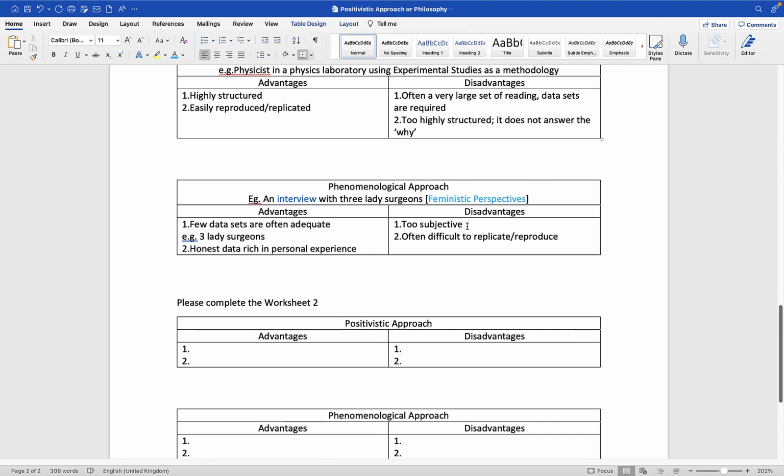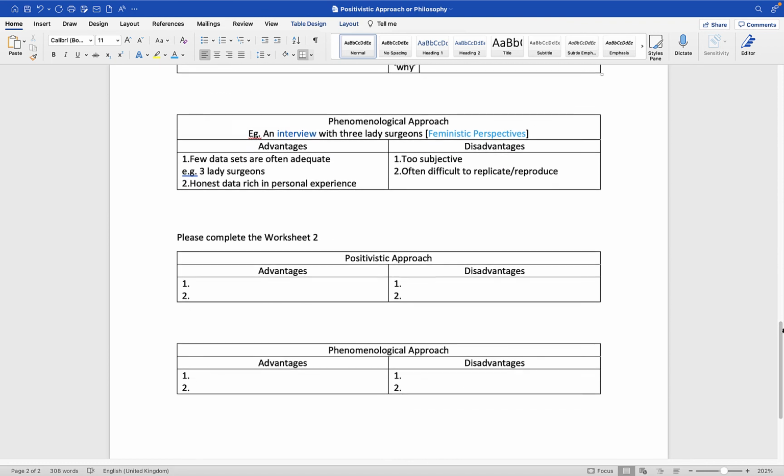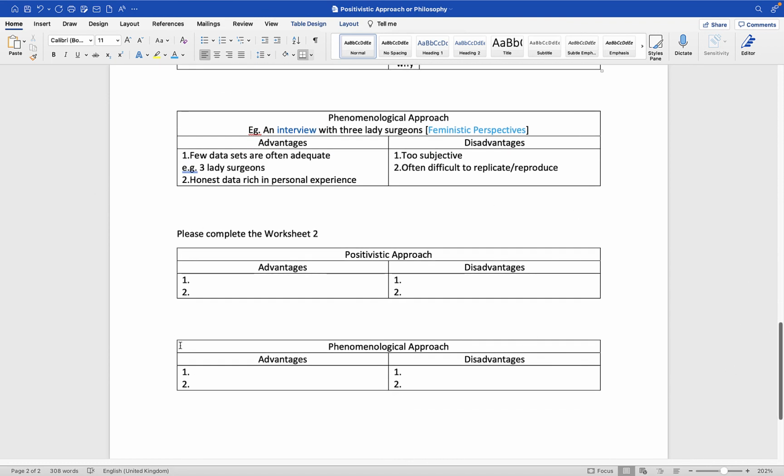It's very subjective. I might interview 3 lady surgeons in Portsmouth in November 2021. I may have a colleague who interviews 3 lady surgeons in Southampton in December 2021. And you might find that my interpretations are very subjective and they are not repeated by my colleague in Southampton. So we can say that phenomenological research can be too subjective, and we can say it can be difficult to reproduce or replicate. Now you'll notice you have your own little worksheet to complete.